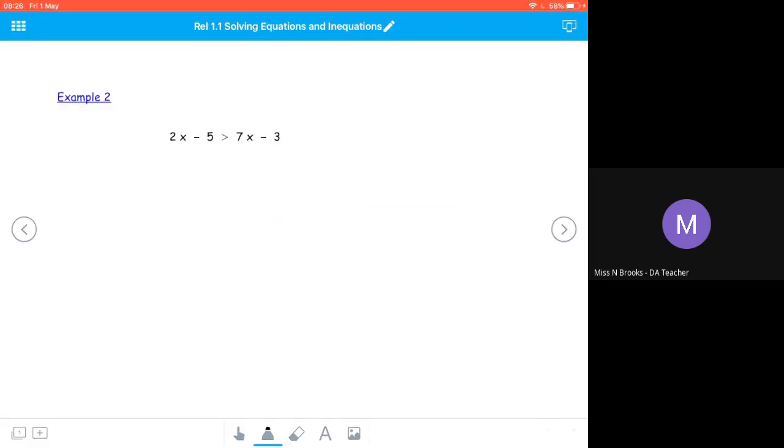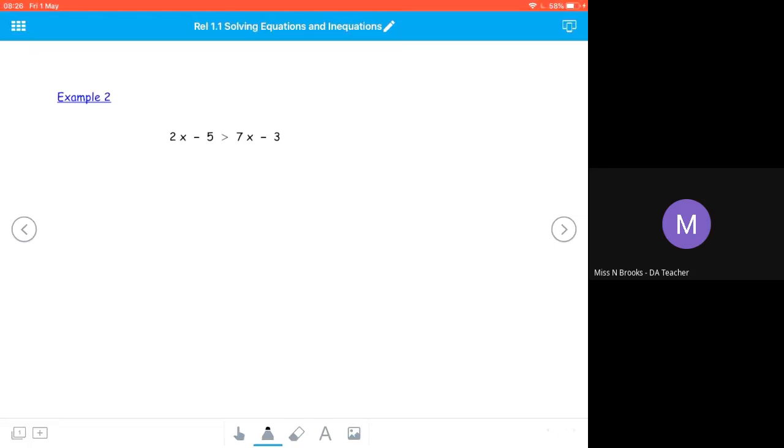So the next example, I've got 2x take away 5 is greater than 7x take away 3. Now, when we're using the same techniques as solving equations, we're gathering all of our variables onto the left-hand side and all of our constants onto the right-hand side, and then isolating x.